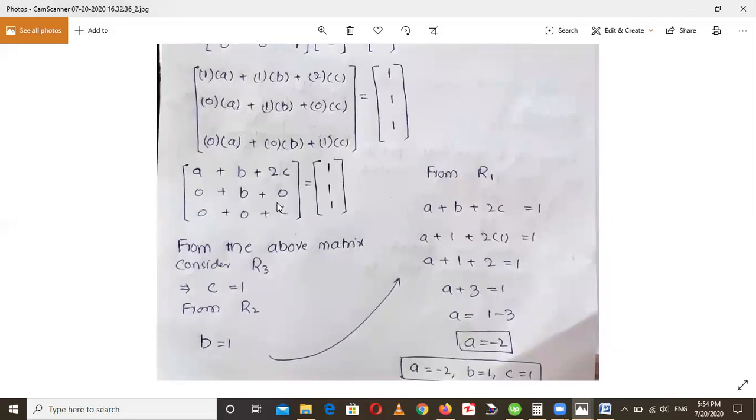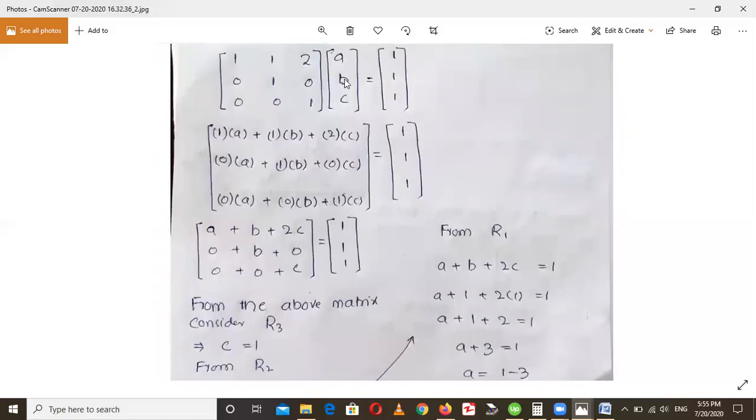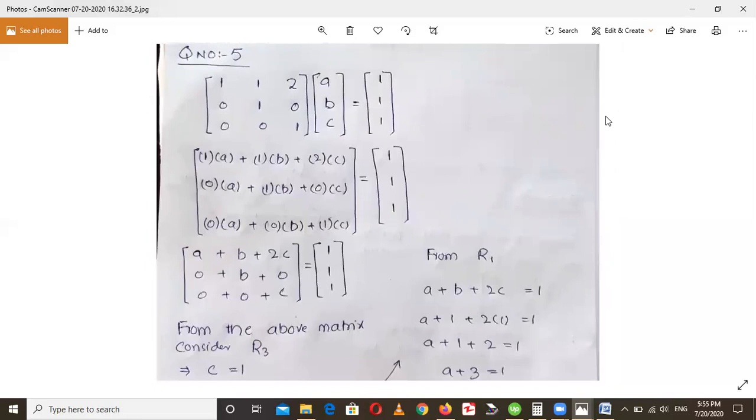Now look here. From the above matrix, consider R3. From this matrix, we will only consider this row 3. Are you getting me? Yes. Is there any problem? Can you go up a little bit so I can see the formula, please? I didn't apply any formula. I just multiplied these two matrices with each other. I haven't applied any specific formula. Yes, I understand.